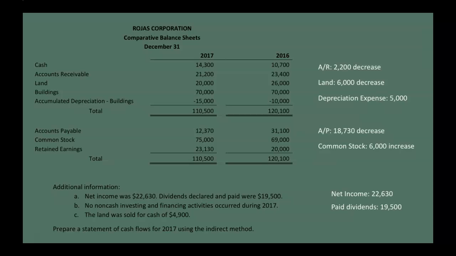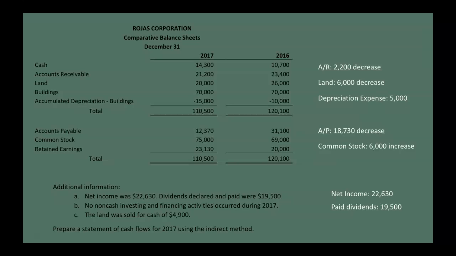No non-cash investing or financing activities. That's nice to know. That means that any kind of changes in land, like we saw this decrease in land, must have been for cash. Any increase in common stock, like we saw there, must have been for cash. So if we're told that there's no non-cash investing and financing activities, that just helps explain that all of these other changes dealt with cash.